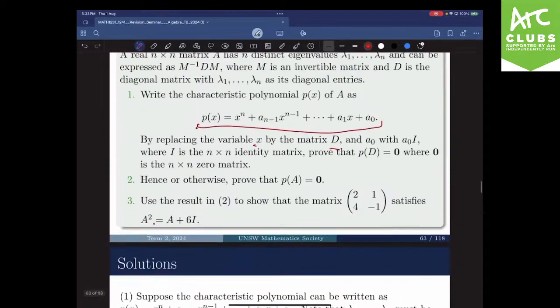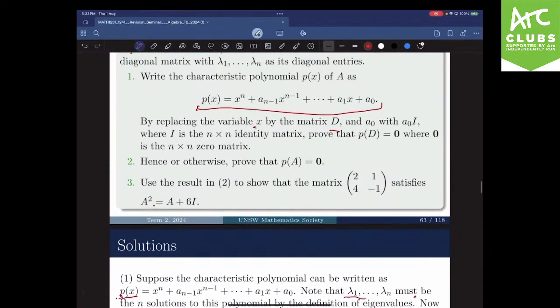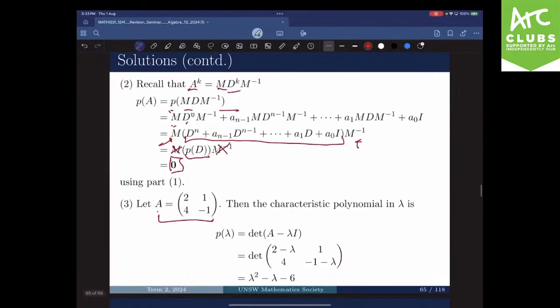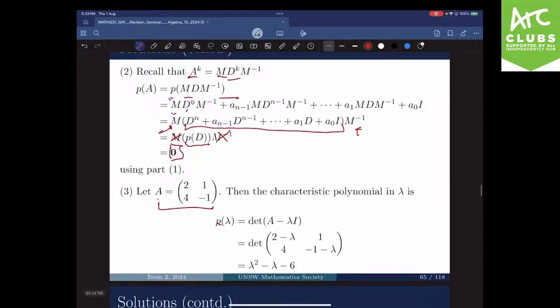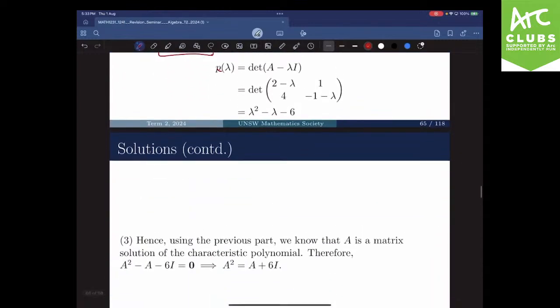So okay, what's the third question? Just as a refresher, we use this result in 2 to show that this matrix satisfies this. So from here, what is the characteristic polynomial of our A? We get that the characteristic polynomial of A is lambda squared minus lambda minus 6. We also note that our A must satisfy this from above. So we get that A squared minus A minus 6I is equal to 0, or A squared is equal to A plus 6I, where I is the identity matrix. All right, does this make sense?